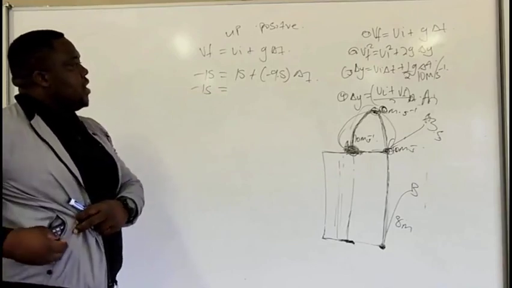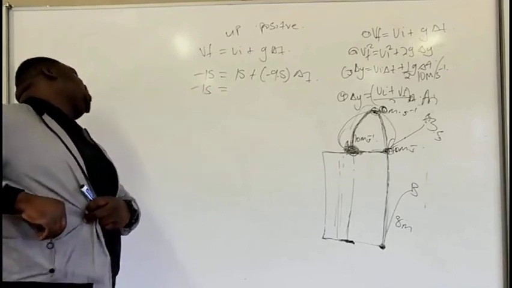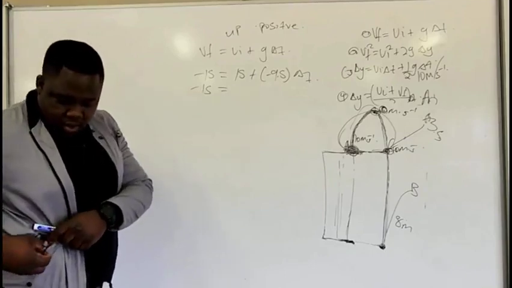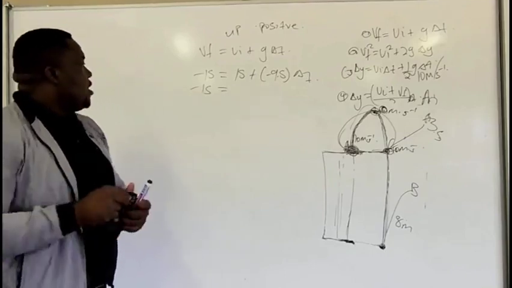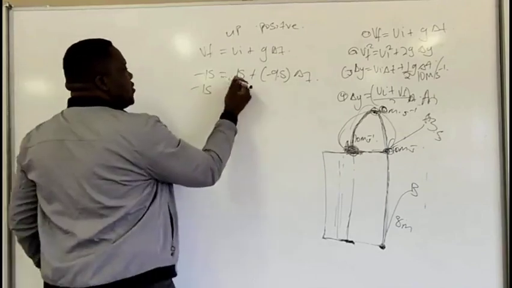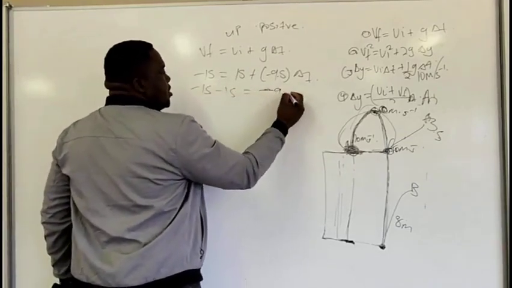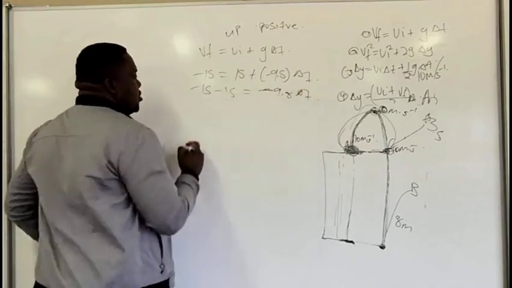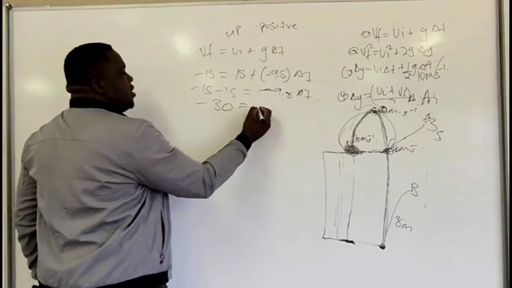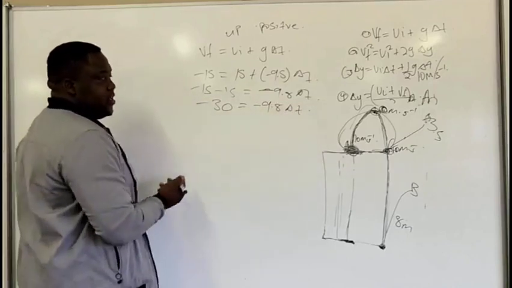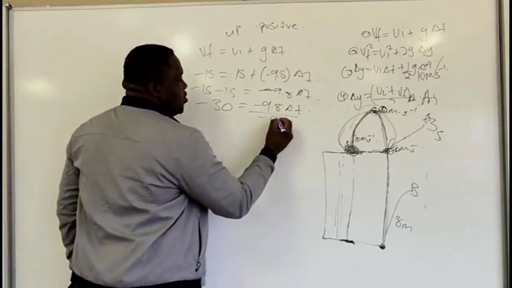Oh, we are not multiplying, but we need to take the other 15 to the other side. That means we're going to have minus 15, minus 15. This 15 is going to come to this side, minus 15, which will give us minus 9.8 change in time. So that will give us minus 30, which is minus 9.8 change in time. You understand? Then we divide by 9.8.